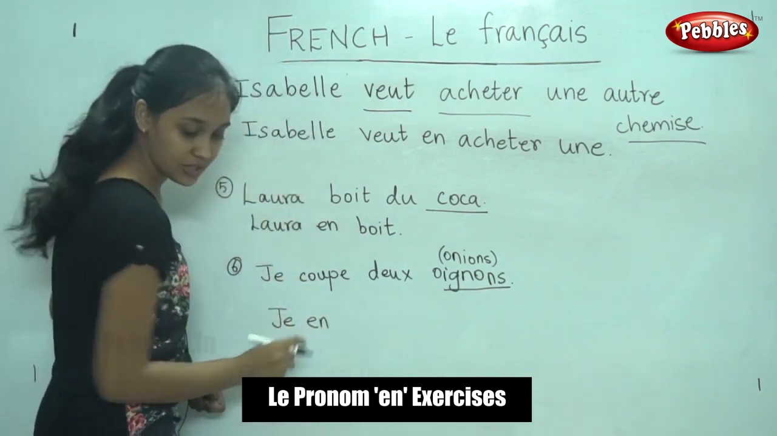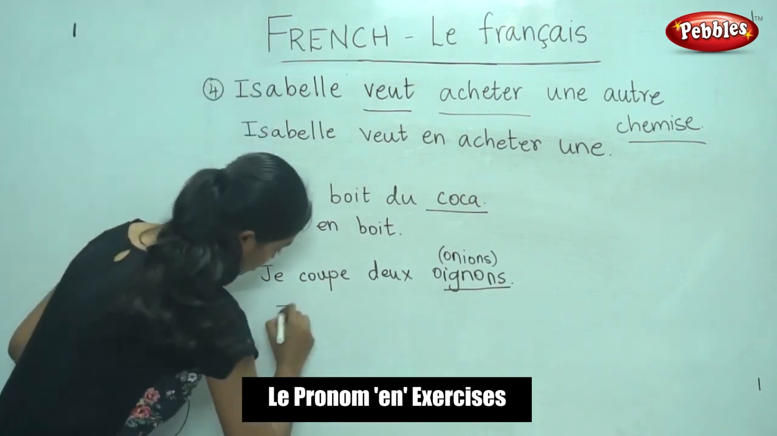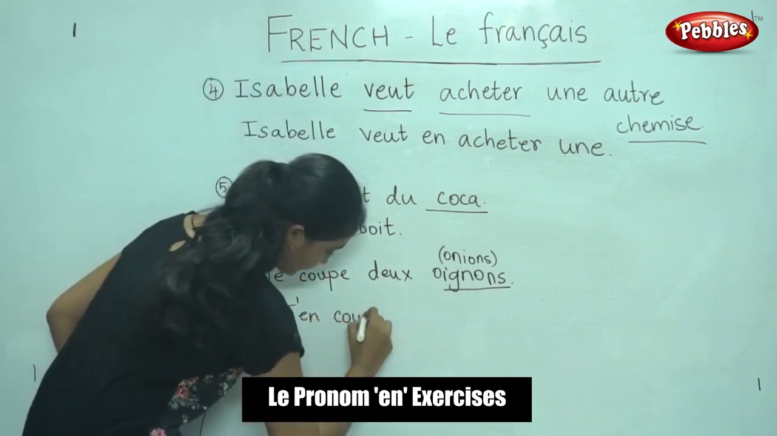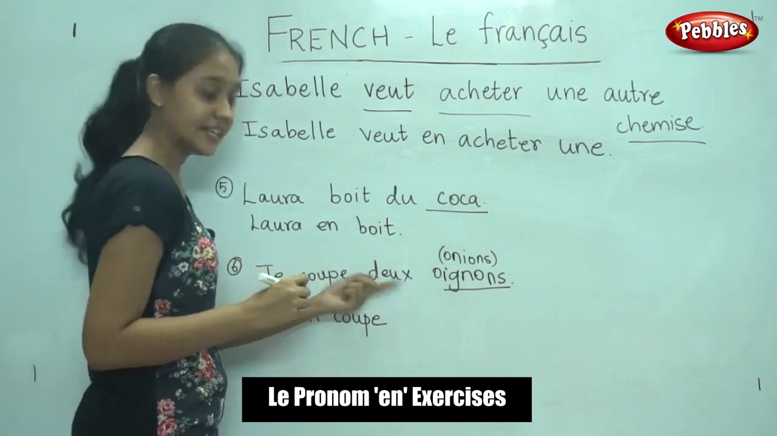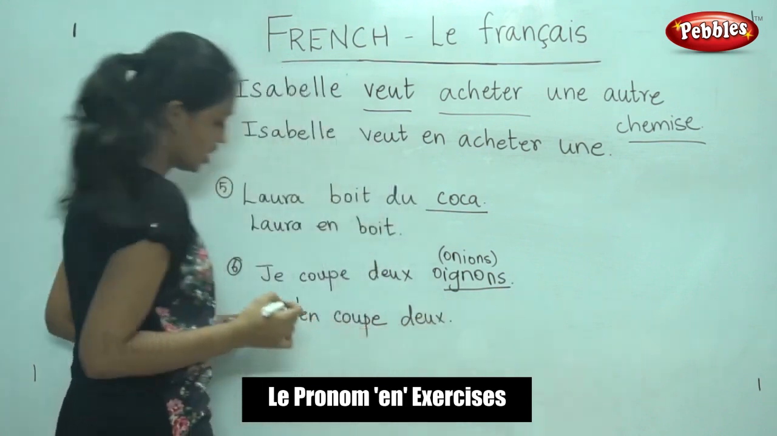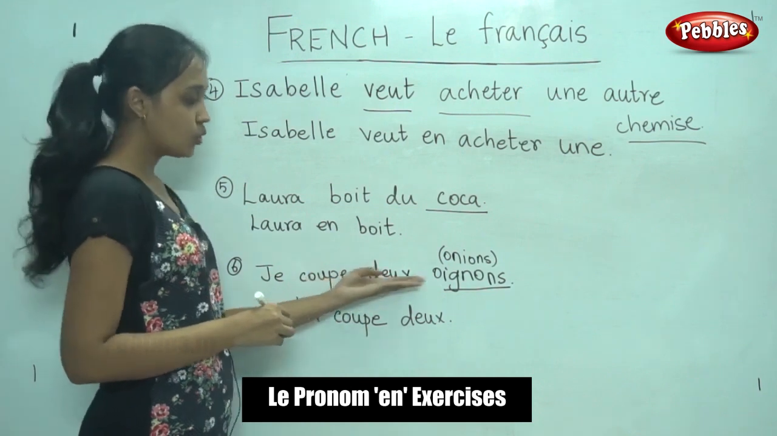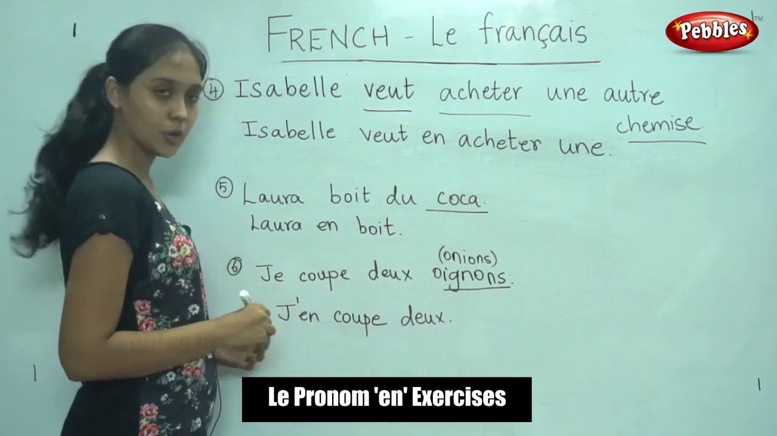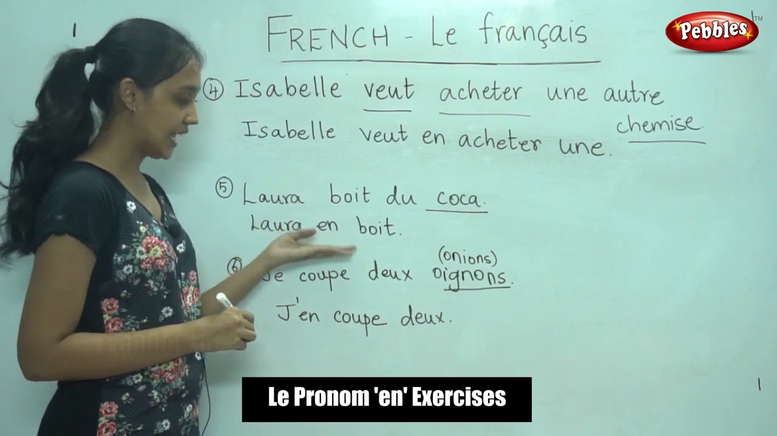Now there are 2 vowels here, so we would write this as j'en coupe. And now we need to write this word. When you have a number, it is written because it is definite. They tell you definitely two onions. So j'en coupe deux. Okay, so I hope you have understood the use of the pronoun en.